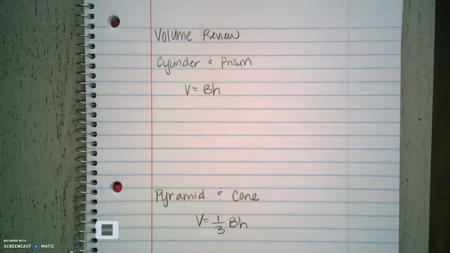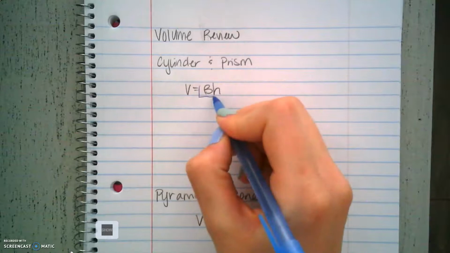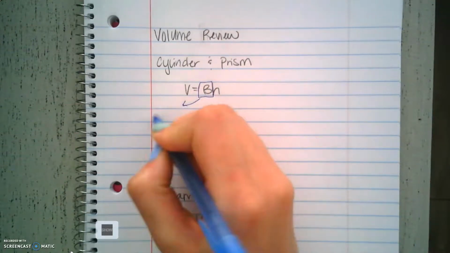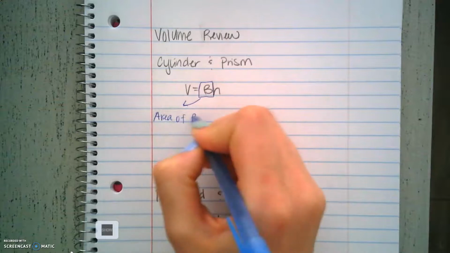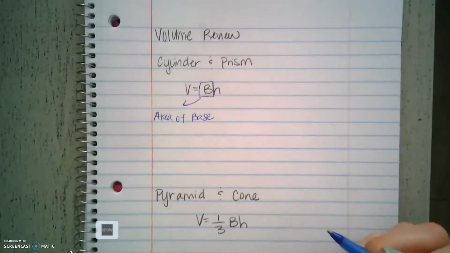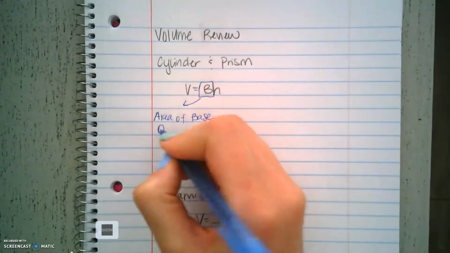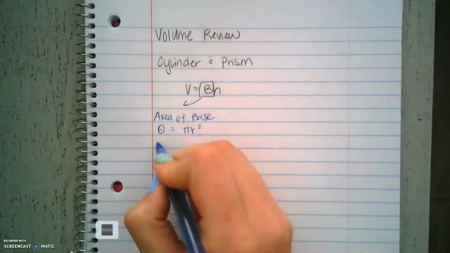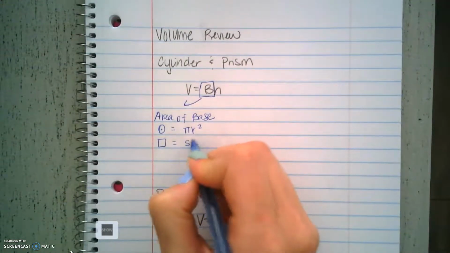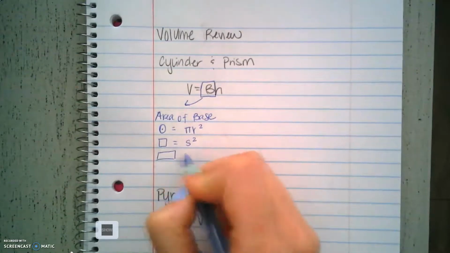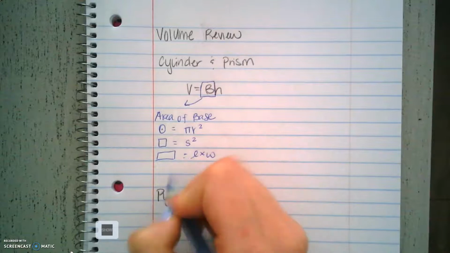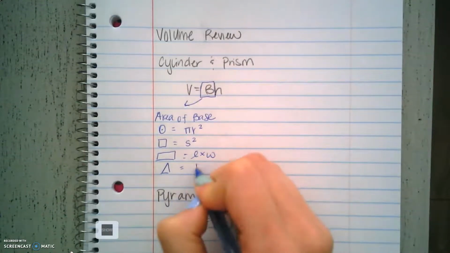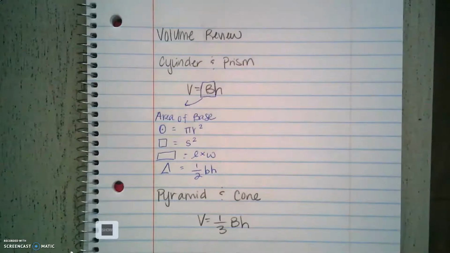Remember that this big B, base, it really means the area of the base. And so we could have several different types of areas. So for cylinders, our base is going to be a circle. That's pi r squared. For a prism, we could have a square. That's side squared. We could have a rectangle, length times width. Or we could have a triangle, and the area of that base is 1/2 base times height. So we just have to be aware that that big B is the area of whatever base that I have.